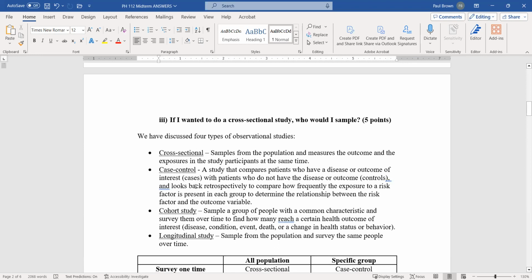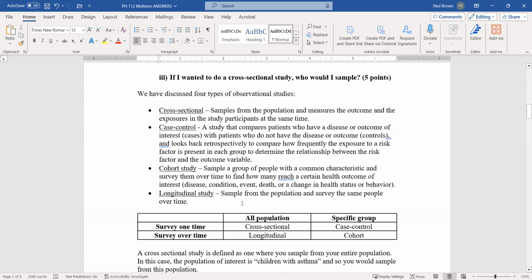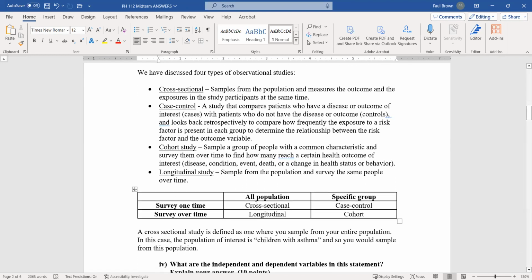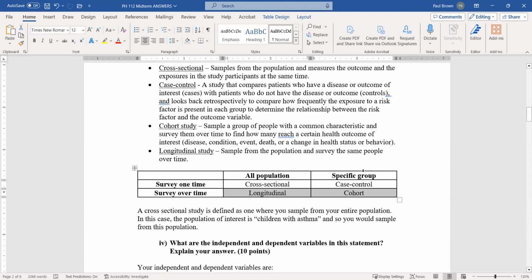If you want to do a cross-sectional study, then who would you sample, right? So what I've done is give you a little summary about the difference between a cross-sectional, a case control, a cohort, and a longitudinal study. And here's a little table to help you. So if you survey all at one time, then you're doing either a cross-sectional or a case control study. And if you're doing a survey over time, then you're doing either a longitudinal or a cohort study. That's a good way to remember.